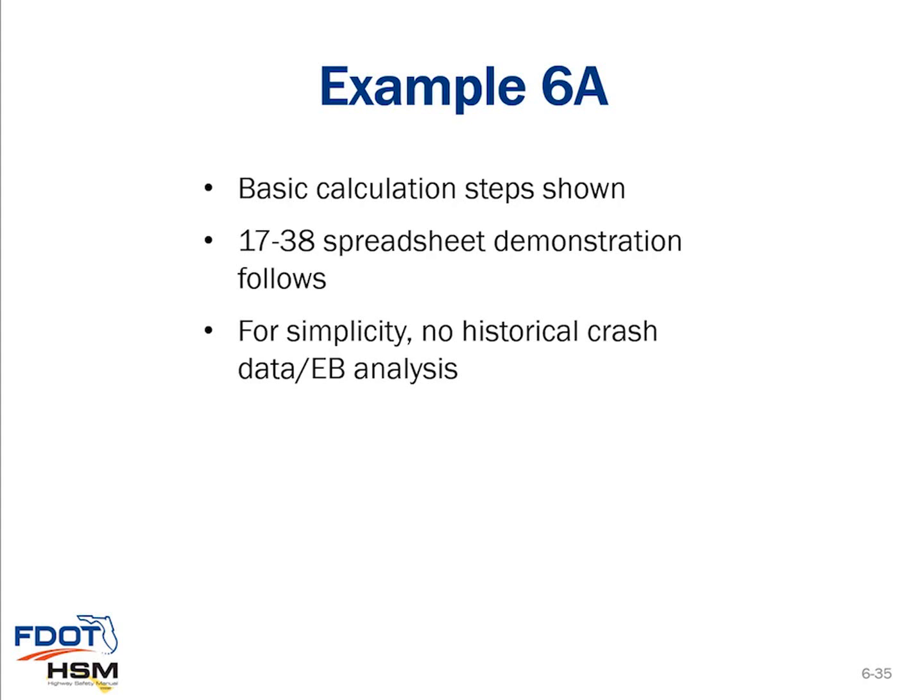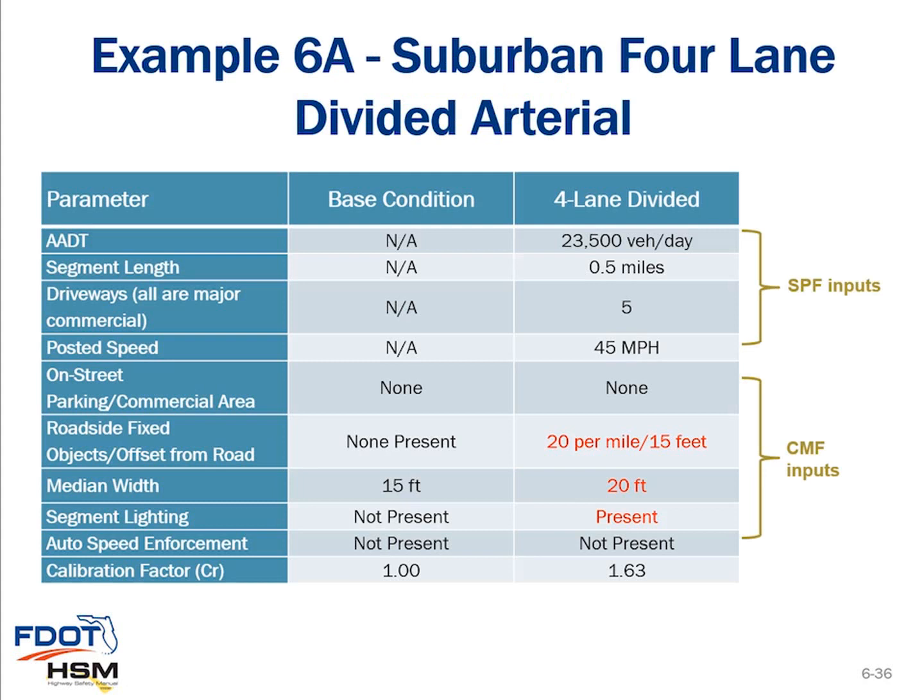So for example 6A, we have a 4-lane divided arterial. You can see that we have shown SPF inputs being average annual daily traffic of 23,500 vehicles per day, a segment length, the number of driveways, and in this case all are major commercial driveways, and also posted speed. And again, the posted speed is in there to be able to go through and use your vehicle to pedestrian and vehicle to bicycle crashes and do that analysis.